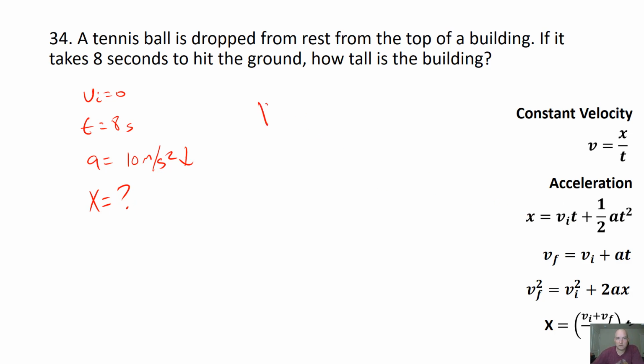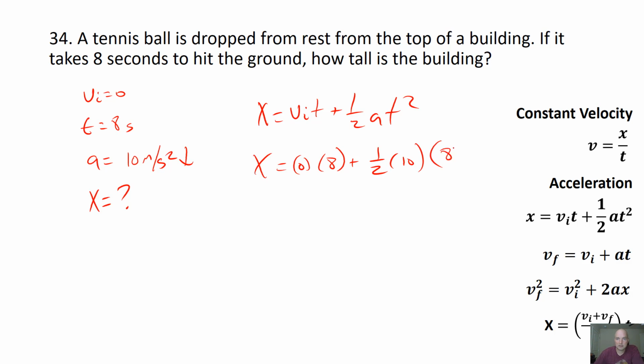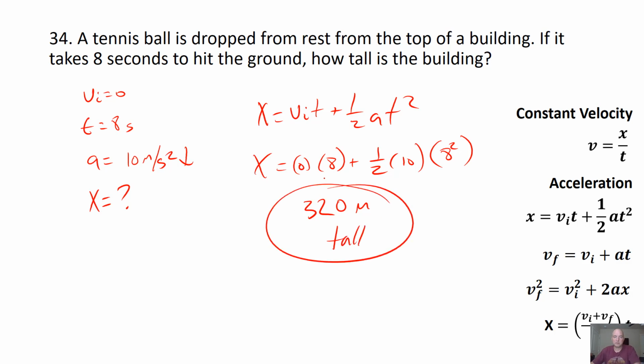The best equation I can use is x equals VIT plus 1/2 AT squared. X equals 0 times 8 plus 1/2 times 10 times 8 again squared. And so the first part is going to be 0, so I can leave that off. 0.5 times 10 times 8 squared equals, and we get 320 meters. That's how tall that building would have been. So it's 320 meters tall, or the ball fell 320 meters. So it's good to be as descriptive as possible.